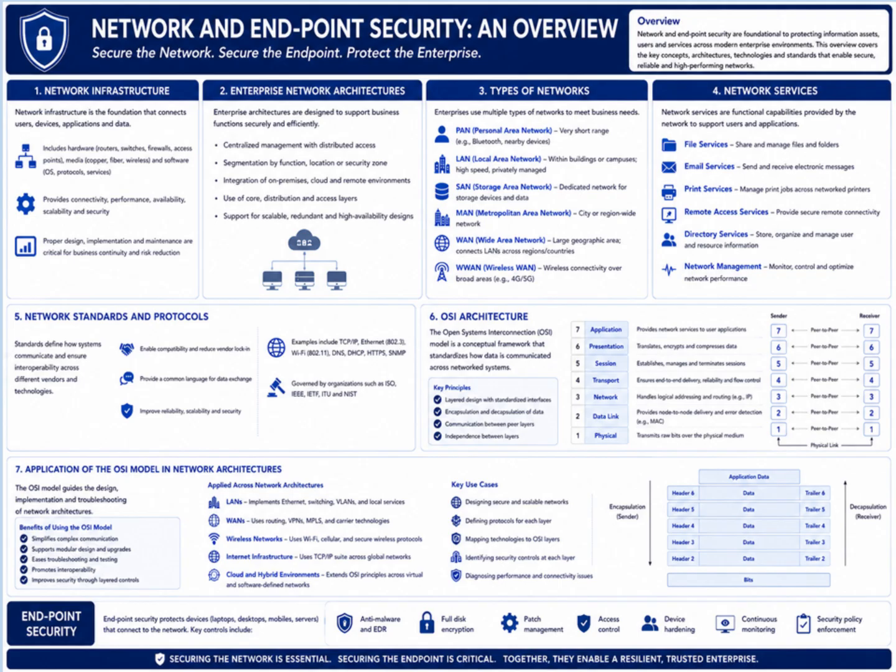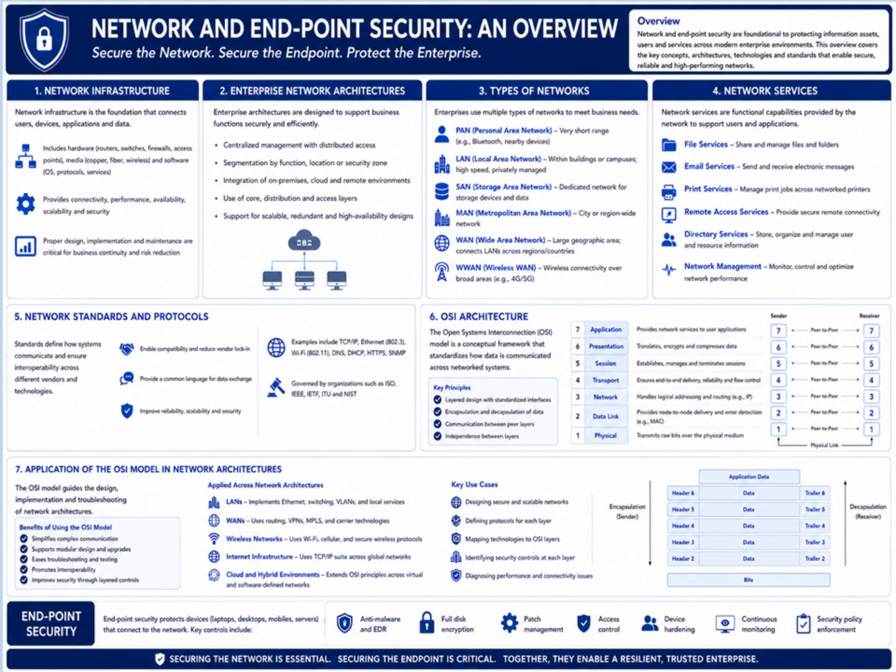These services support business functionality and include file services, email services, print services, remote access services, directory services, and network management capabilities. Standards and protocols are essential because they allow systems from different vendors and technologies to communicate consistently. Examples include Transmission Control Protocol and Internet Protocol, Domain Name System, Dynamic Host Configuration Protocol, Hypertext Transfer Protocol Secure, and wireless standards such as IEEE 802.11.